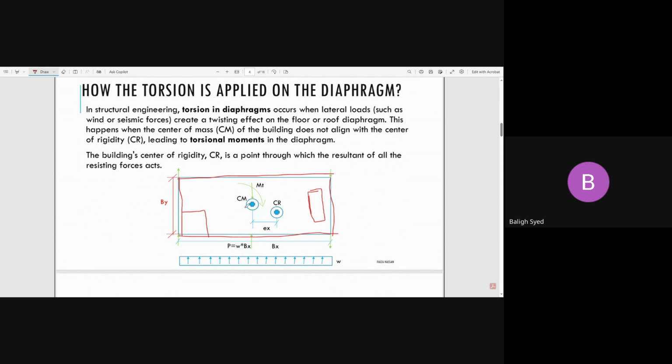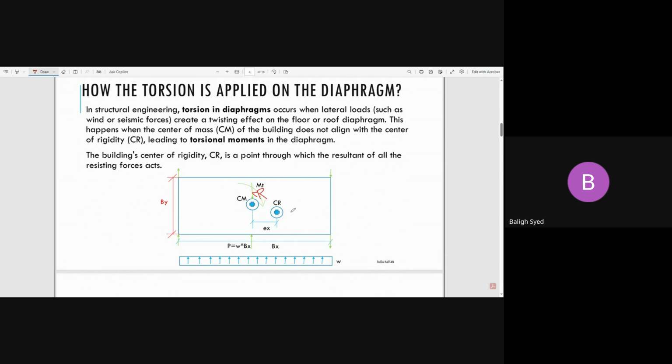So whenever you have these openings, because of the openings we have this situation. But if we do not have the openings, what does the code say? Let's say everything is perfect and symmetrical. The code says I have the CR and the CM right here, and they coincide. The code says no, you will still consider 15% eccentricity for the wind and 5% eccentricity for the seismic.